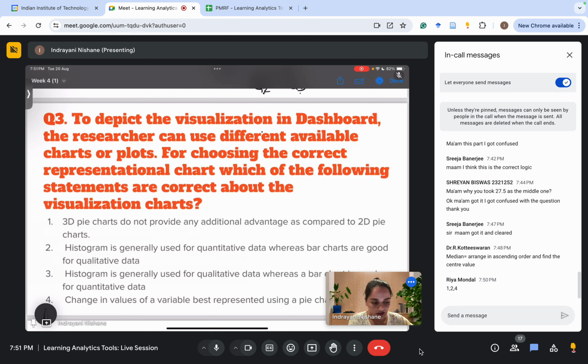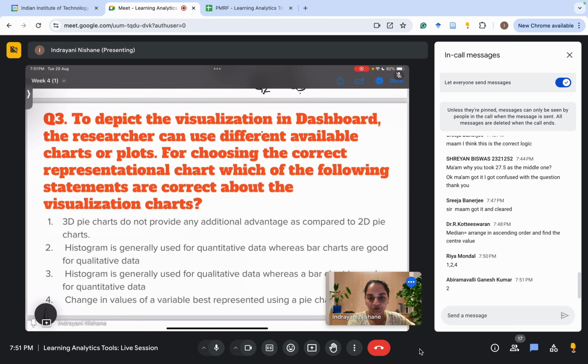Here again we have to keep one thing in mind, that we are talking about simplifying the representation of our data to different stakeholders. So this visualization dashboard, everyone, including people who do not have knowledge about statistics or who are not very good at interpreting diagrams, will also be referring to these dashboards. So the interpretation of the statements has to be from that simplicity point of view.